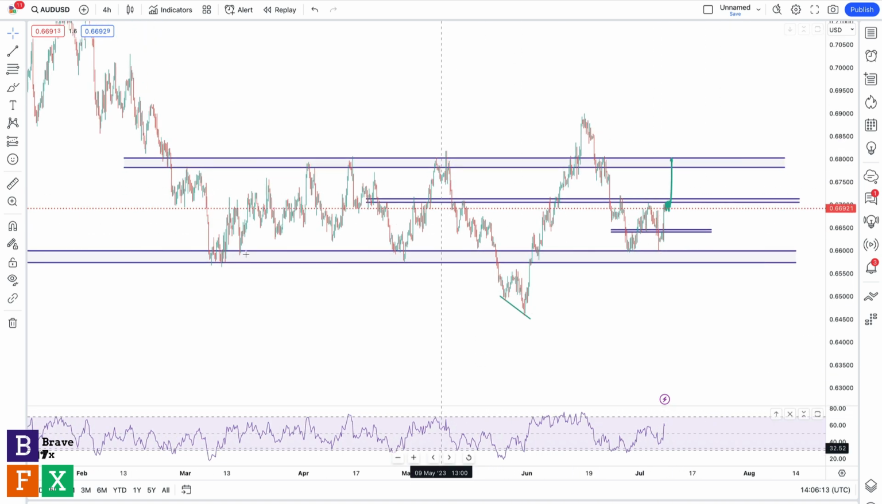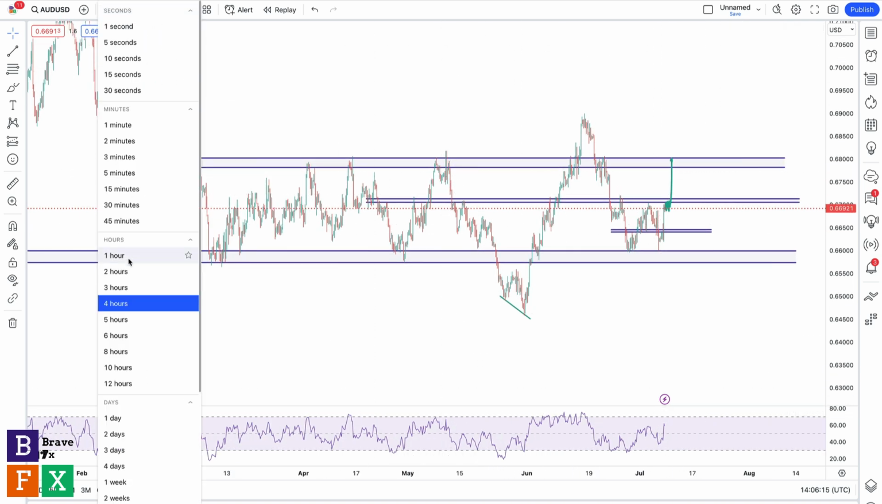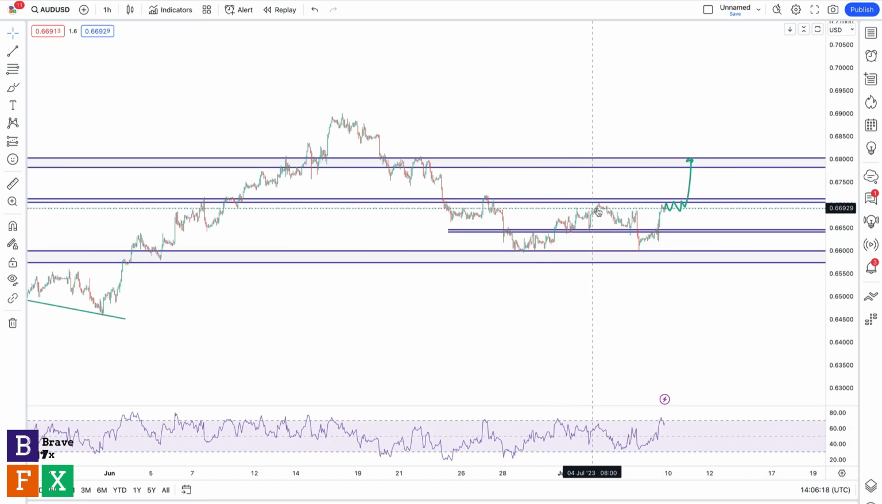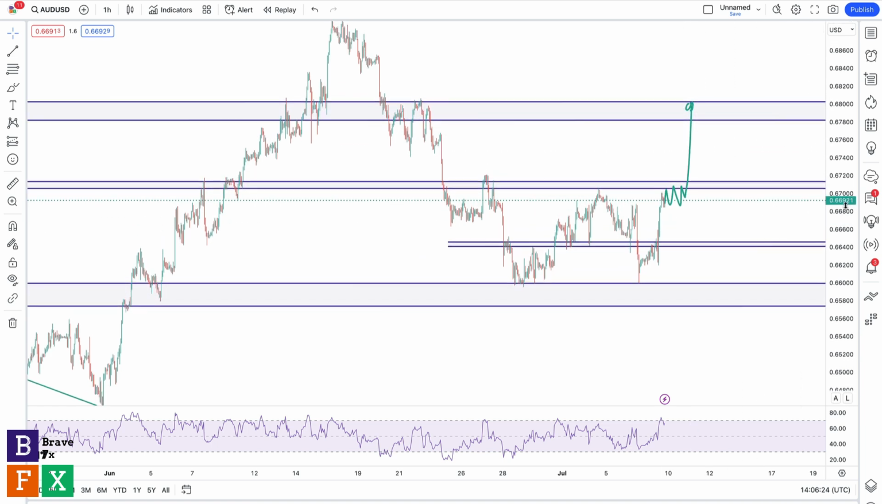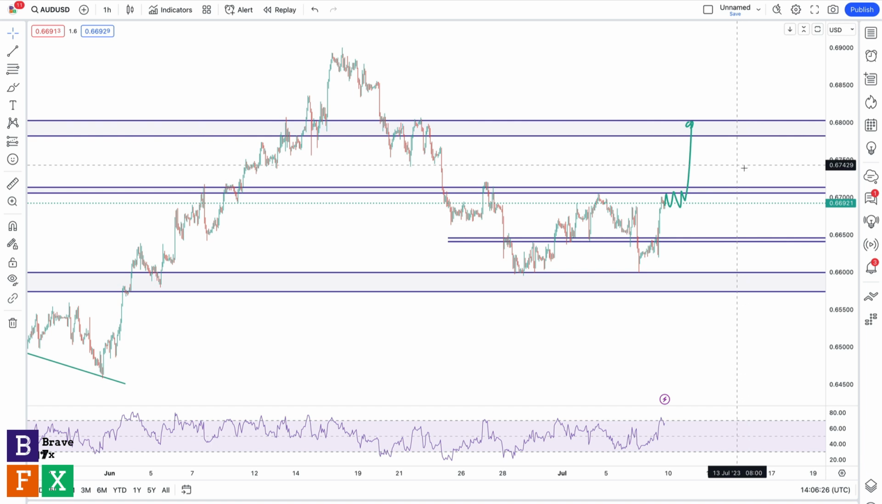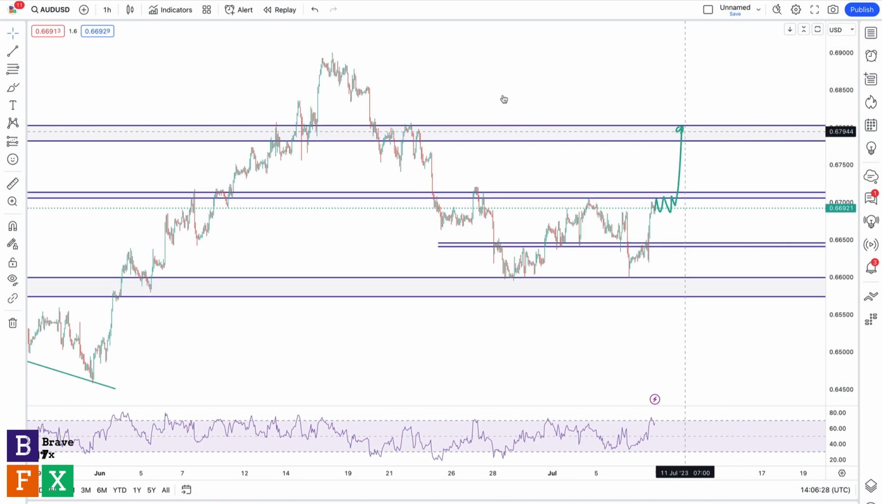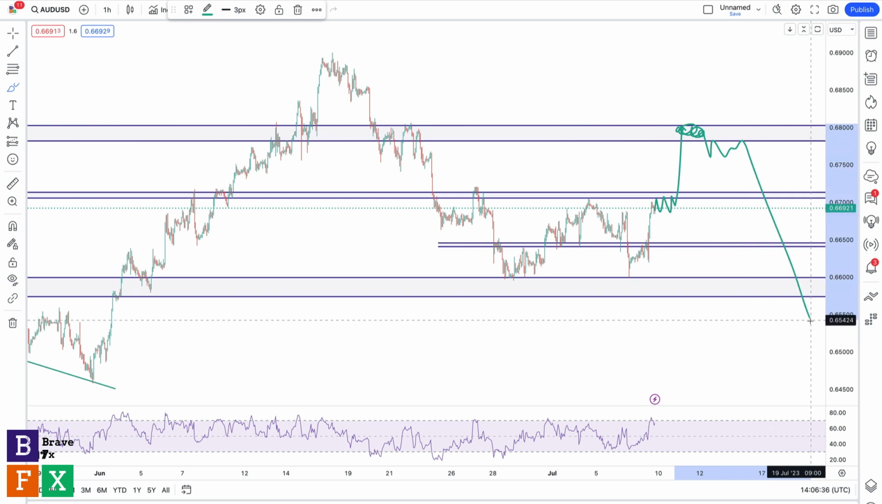And our scenario to go long, going down to the 1 hour time frame now, would be waiting for a consolidation and a bullish breakout, taking us all the way to these high price levels. So I would only consider going short when we get into these price levels and we see some sort of reversal, right? Then I'm going to go short, aiming for the support level here.